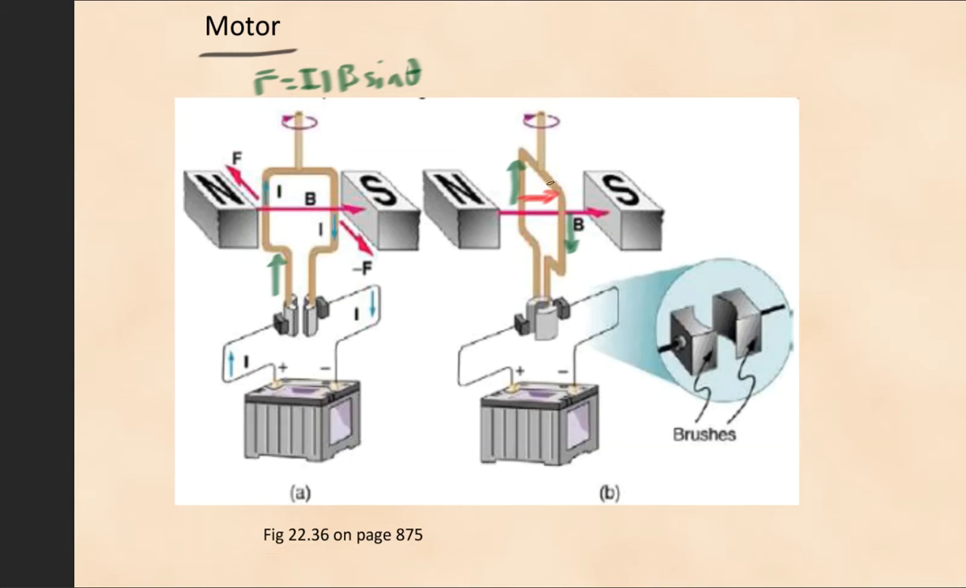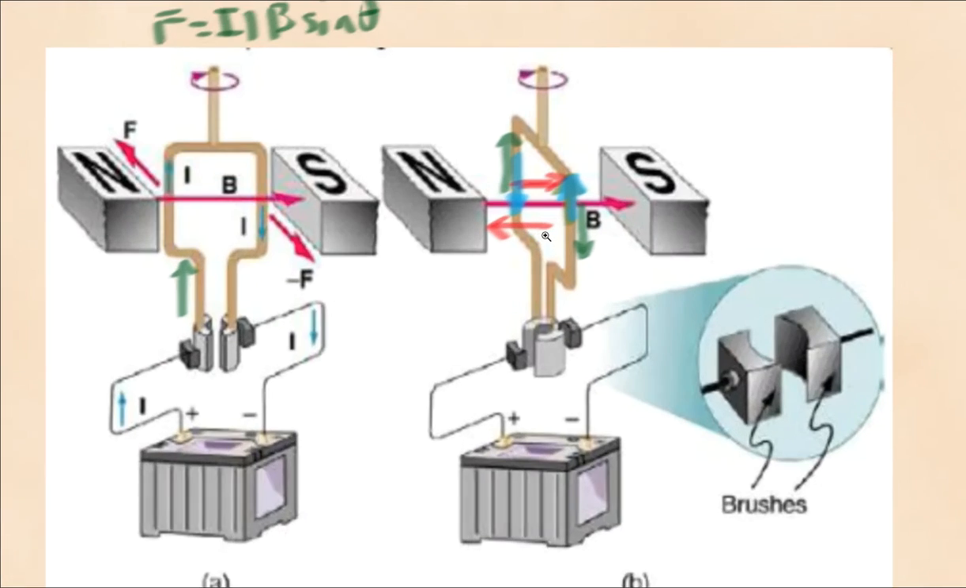Lenz's law tells me that the loop will oppose that change in flux, meaning it wants to create its own magnetic field pointing from right to left. To do that, if you go through the right-hand rule, it will need to create a current in this direction, which is opposite of the current that was flowing. As the motor spins, Faraday's law induces an EMF, induces a voltage, which opposes the current that's flowing through it, causing it to rotate. Let's go back to our normal view.